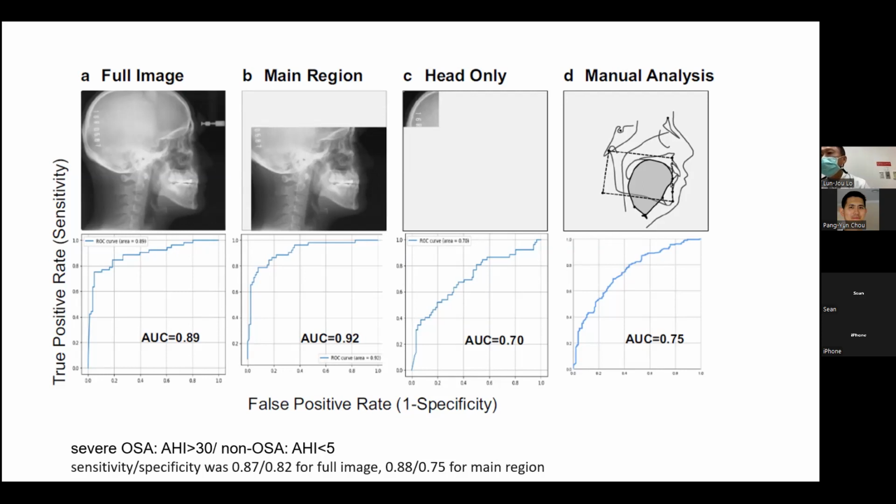Usually if we look at the pharyngeal airway, basically if you measure the volume or the cross-section area or the airway size, it's more directly related to the sleep study outcome. And usually, if we only use the linear or angulation measurement, the presentation will not show you the contribution of soft tissue and the airway dimension. That's why the manual analysis is less effective than the full image and main region.